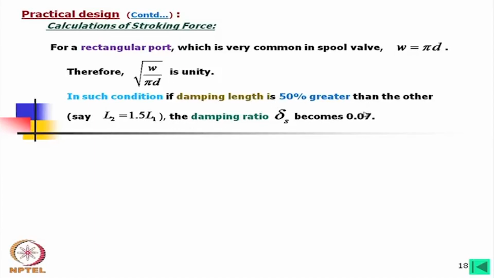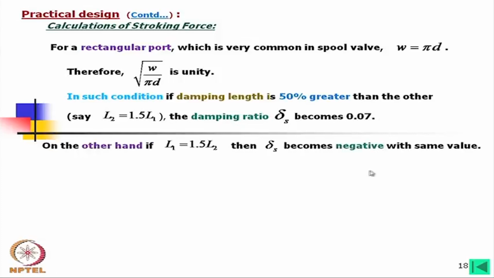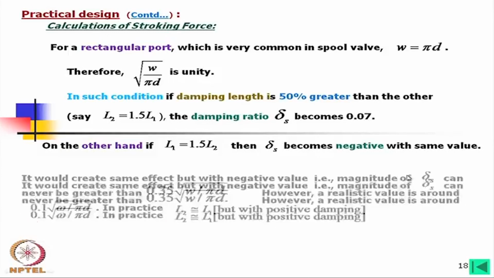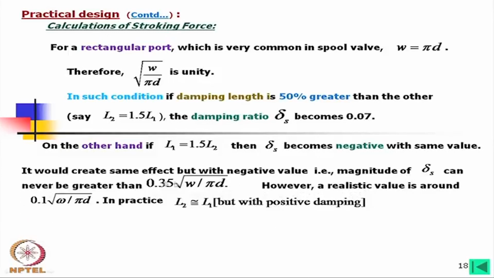Damping ratio becomes 0.07. Suppose I take L 2 equal to L 1, in that case it will become 0 because of this L 2 minus L 1 component. But if I take L 2 1.5 times greater, it comes to 0.07, which is a reasonably good value. On the other hand, if L 1 is equal to 1.5 L 2, this is just the reverse, then delta S becomes negative with a small value. It would create some effect, but with a negative value.